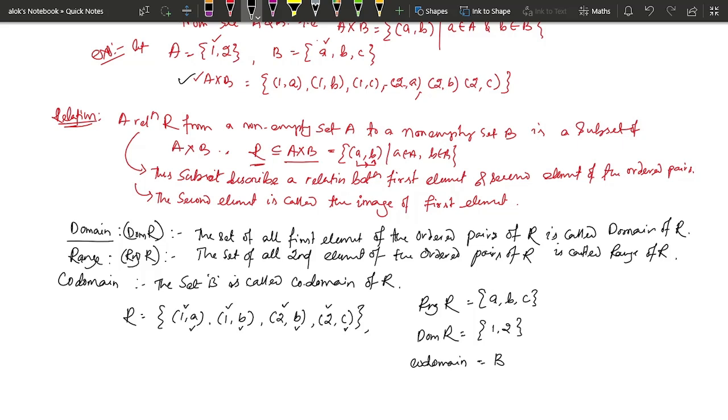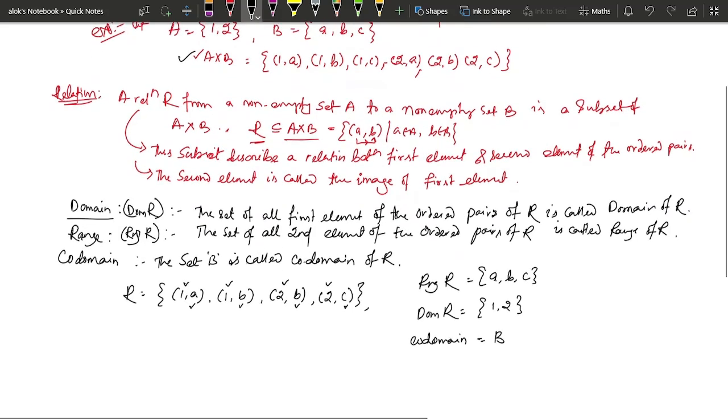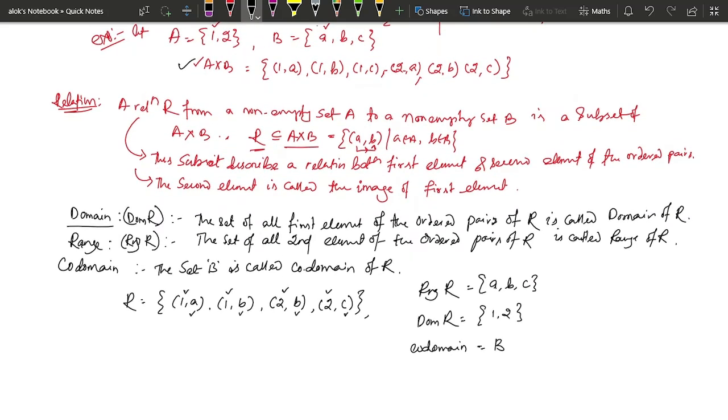So this is all about range, domain and codomain. Now we have a note: how many relations are possible from a set A to B? How many relations are possible between A and B? As many subsets as there are, that many relations there will be, because each subset is a relation.